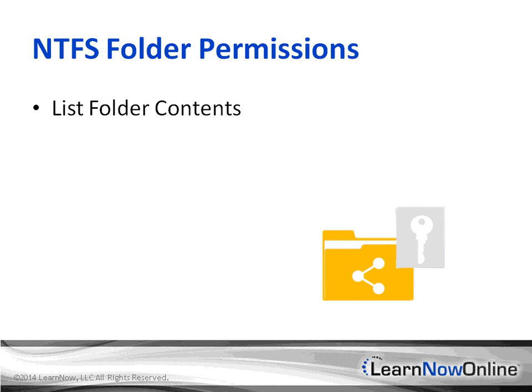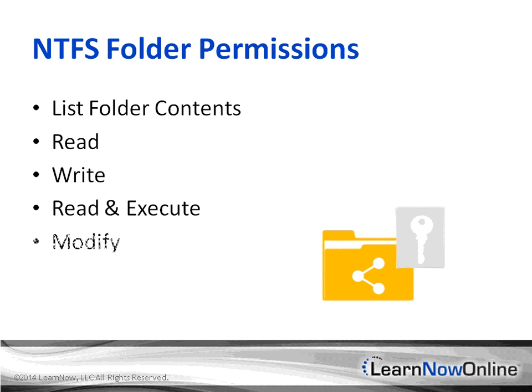For folder permissions, we have list folder contents, read, write, read and execute, modify, and full control. Now, those are basically the same permissions as with a file, except with one exception, and that is list folder contents. If all I've got is list folder contents, all I can do is look at what's in there. I can't access any files, I can't access any folders. All I can do is list out the contents of that particular folder.